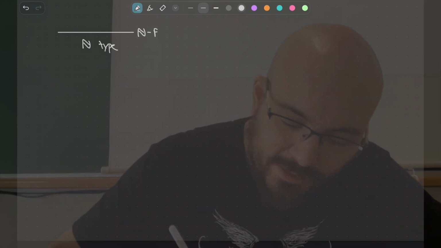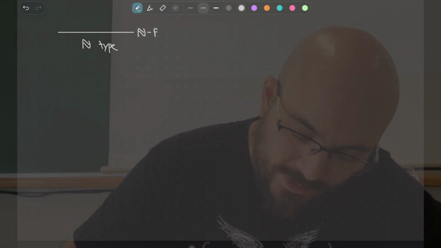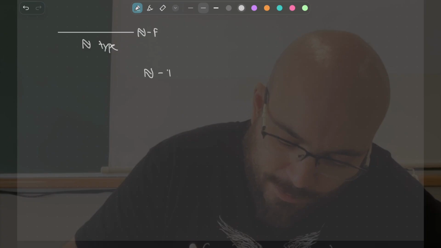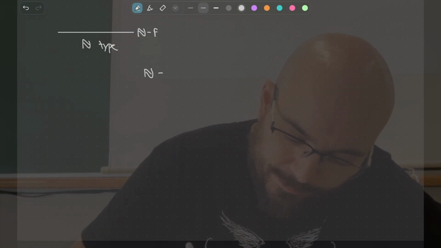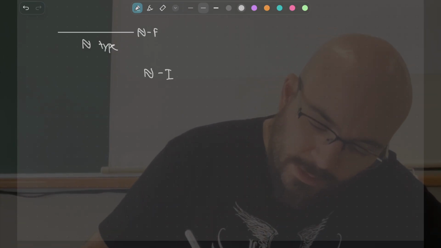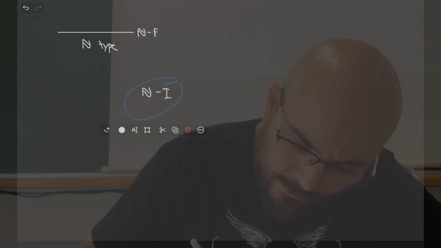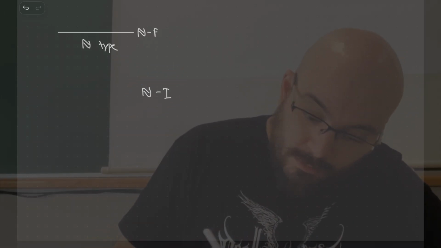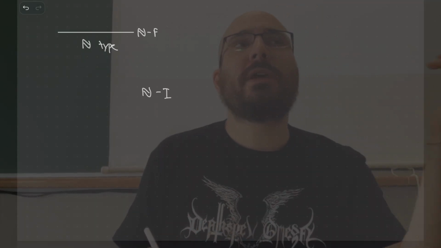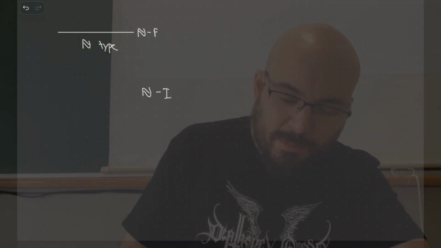So the more interesting thing is how I introduce elements of this type. And okay, what is the way to introduce elements of natural numbers? Somebody?